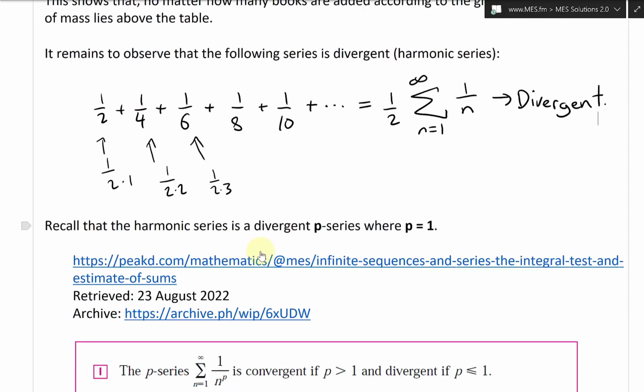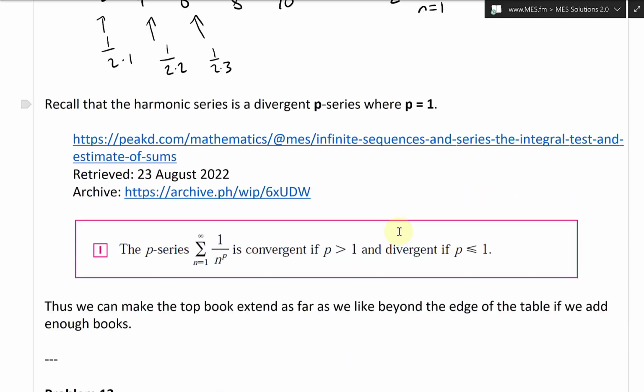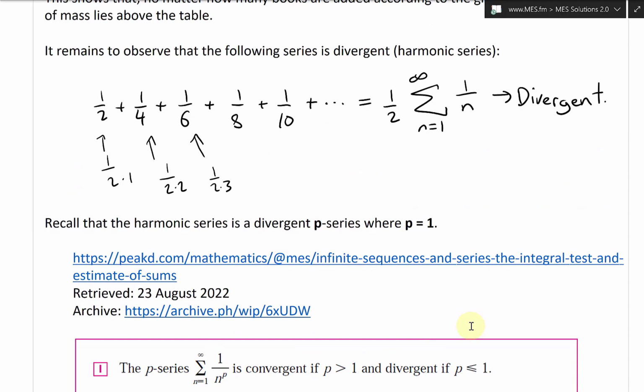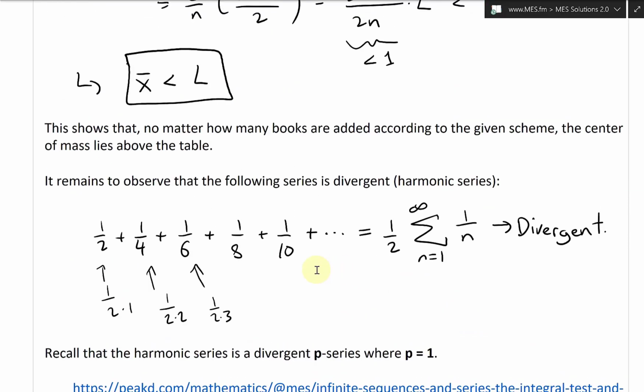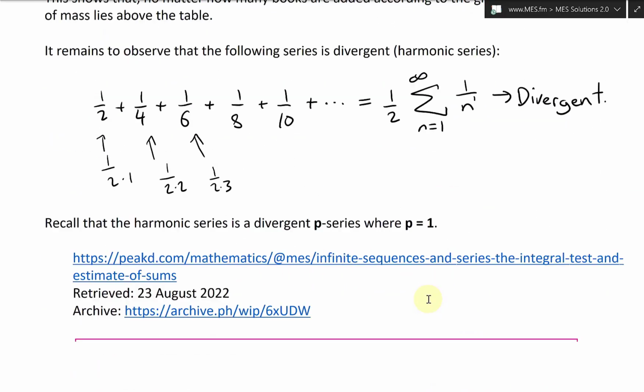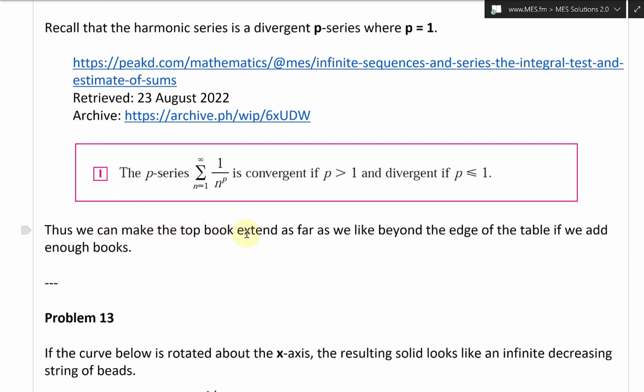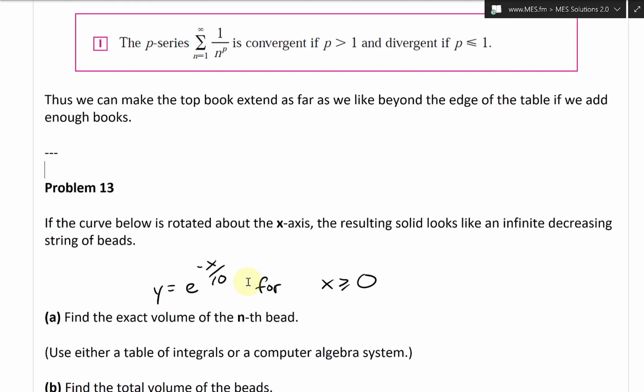Recall that the harmonic series is a divergent p series with p equals 1 from my earlier video. The p series, summation from n equals 1 to infinity of 1 over n to the power of p, is convergent if p is greater than 1, and it's divergent if p is less than or equal to 1. And in our case here, n is to the power of 1, where p equals 1. So thus we can make the top book extend as far as we like beyond the edge of the table if we add enough books. We've got infinite books, and so on.